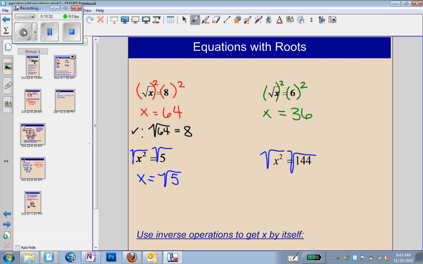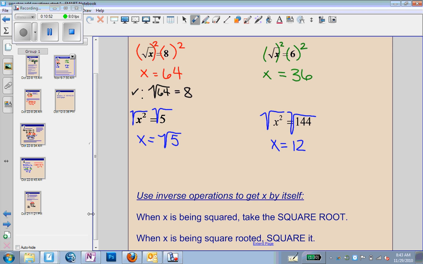So the next time we'll take the square root of x squared to get x. That's the whole reason we're square rooting. So we do it to the left, we do it to the right. The square root of 144 is 12. And again, we can go through and check all of these. Up here, where x equals 36, the square root of 36 is 6. That works. Here, the square root of 5 squared is 5. Check. And the next problem, where x equals 12, 12 squared is 144.